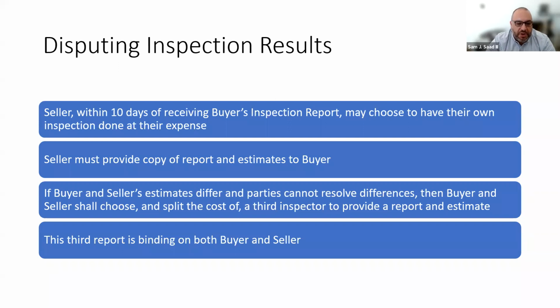If you're going to dispute inspection results, the seller within 10 days of receiving the inspection may choose to have their own inspection done. The seller then gives copies to the buyer. If the buyer and seller's estimates differ, then they split the cost of the third inspector, who provides a final and definitive result to both the buyer and seller, and then the remedies and rights go forward from there.